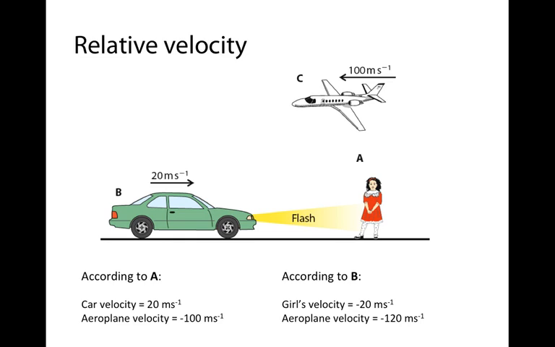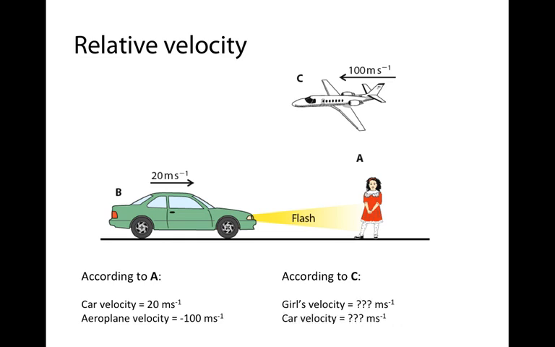The aeroplane, which according to the girl was doing minus 100 meters per second, is now travelling, according to the car, at the combined velocity of minus 120 meters per second. The negative 100 meters per second observed by the girl in her frame of reference combined with the 20 meters per second that the girl would observe the car travelling at. If this gets a little bit confusing, I apologise.